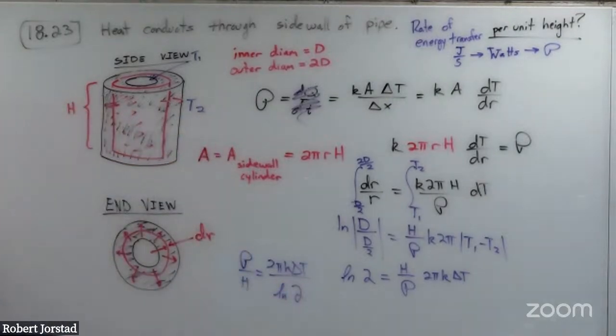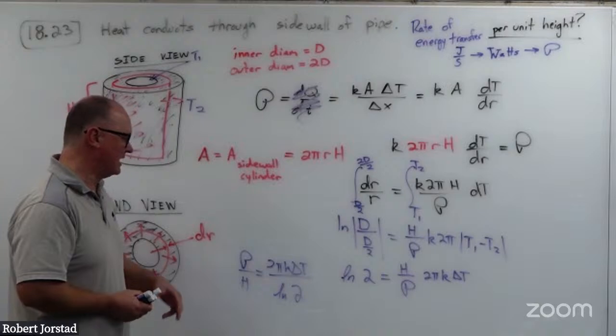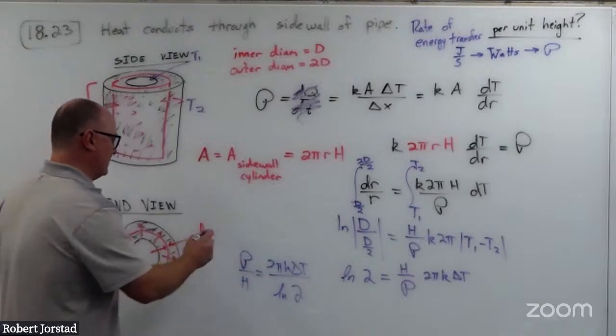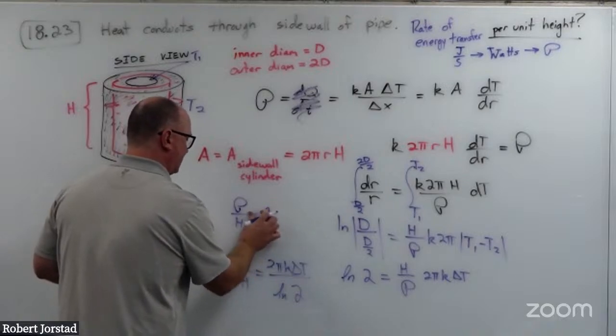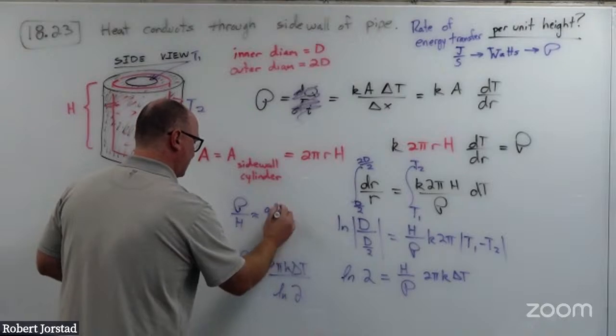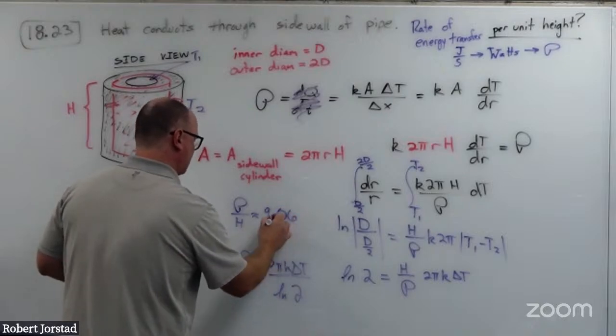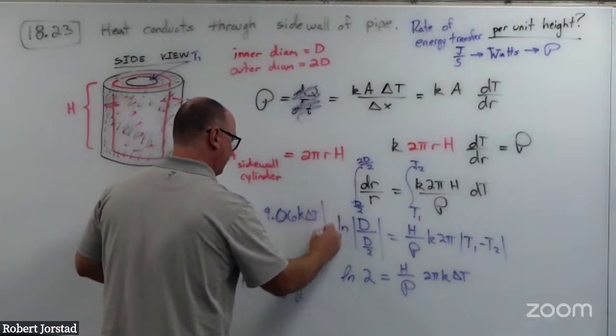Since we're in an engineering class, look at all these numerical constants, 2 pi and log 2. It would make sense to punch those in, and so you would get power over h is approximately equal to 9.06, is that what I found, times k delta T.